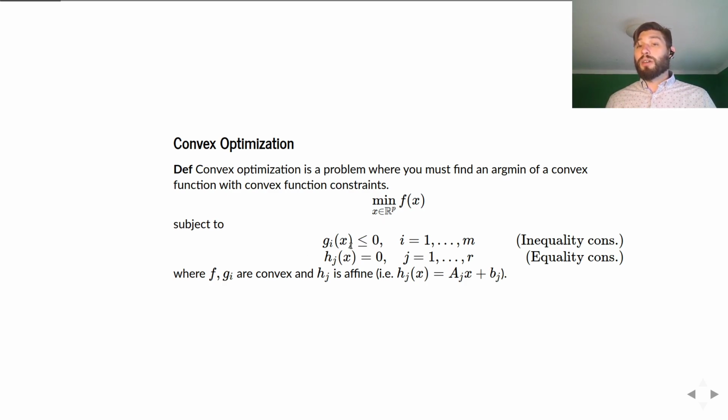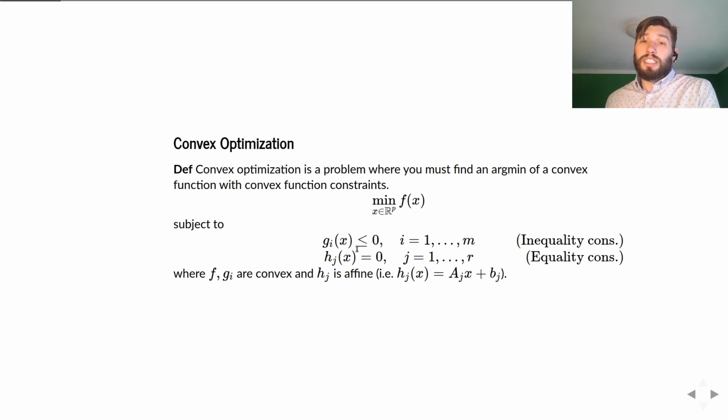So gi are a bunch of functions, m of them, for example, that are all convex, and there's these inequality constraints. These hj's, you can also have equality constraints, but this is a little more restricted. These have to be affine. So affine functions are these linear type functions, like aj times x plus bj, for example, where this has to be an inner product between vectors, and this is equal to 0. So pretty much these hj's have to be linear, but these gi's can be convex.